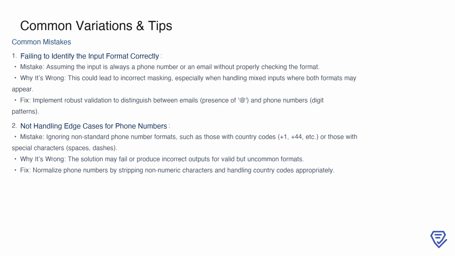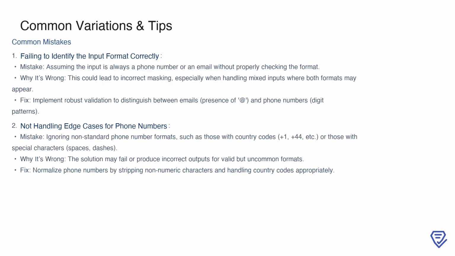For instance, assuming that the input is always a phone number or an email without actually verifying the format can lead to incorrect masking. This is especially problematic when dealing with mixed inputs, where both emails and phone numbers are present. The fix here is straightforward: implement robust validation to distinguish between the two formats. For example, look for the presence of the @ symbol to identify emails, while phone numbers can be recognized by their digit patterns.